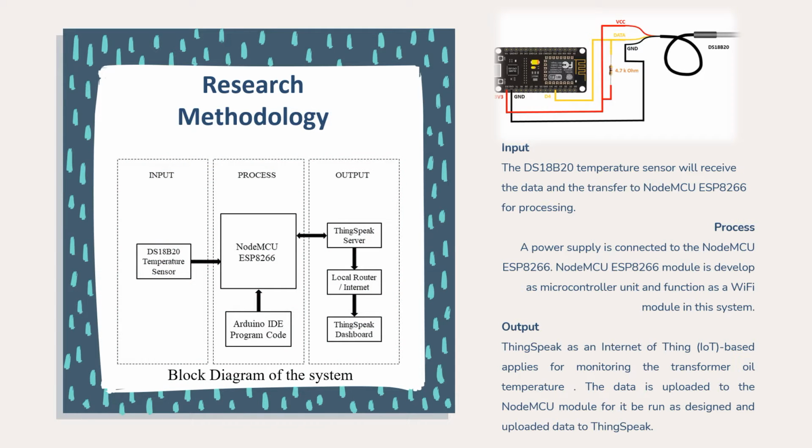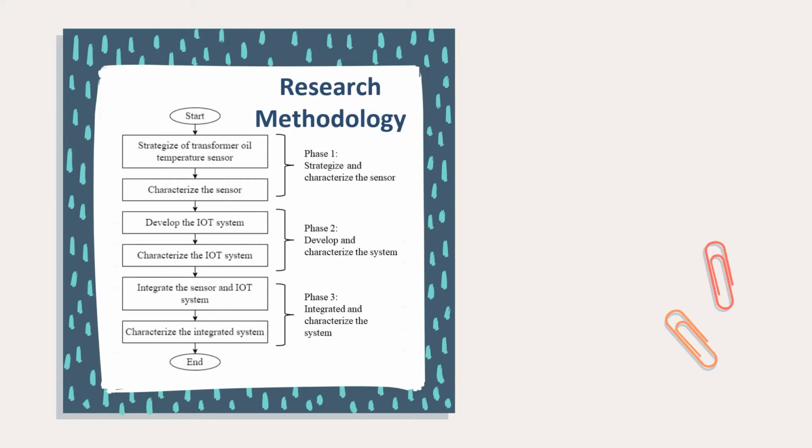In this project, the monitoring system consists of three main units including input, process and the output. The input part is the temperature sensor, which receives data and transfers it to the MCU for processing. For the process part, a power supply is connected to the MCU, and the MCU is used as a microcontroller unit and functions as a Wi-Fi module in the system. And the output, ThingSpeak, is the IoT-based application for monitoring the transformer oil temperature. The data is uploaded to the MCU module for it to run as designed and upload data to ThingSpeak.